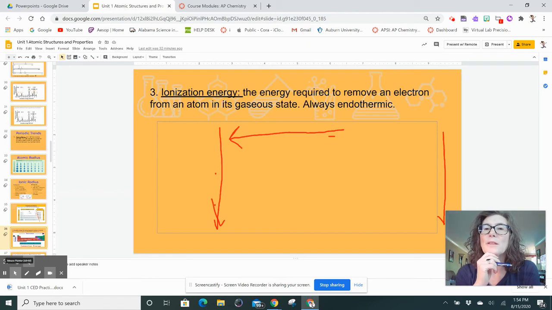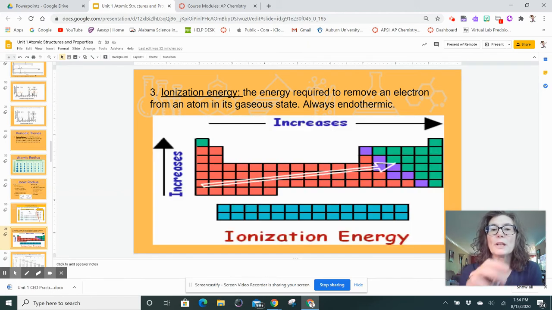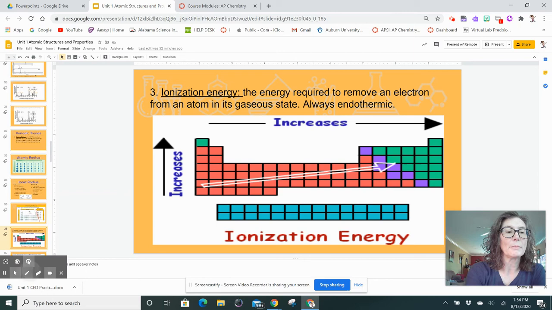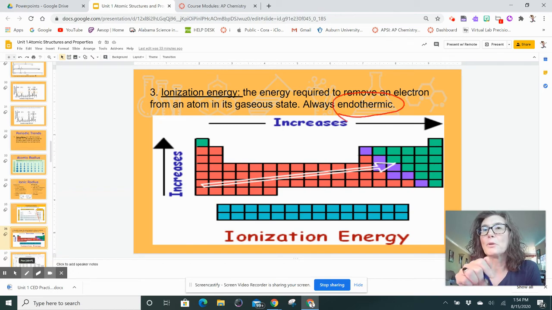Okay, ionization energy, that is the energy required to remove an electron from an atom. How much energy does it take to pull electrons off? This is always endothermic. It's endothermic because we are having to put energy in to get this to happen. So ionization energies are going to increase as you go up and as you go over. So these elements here at the very top have the highest ionization energy.